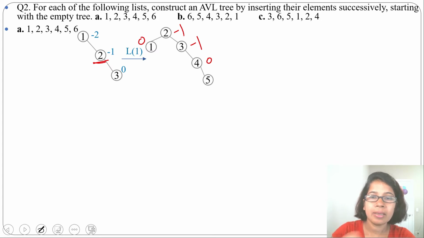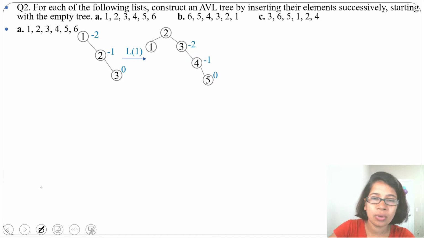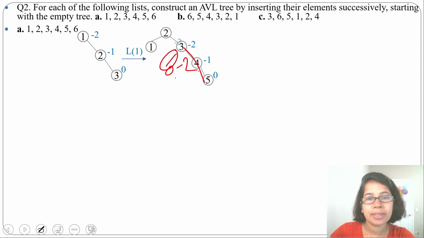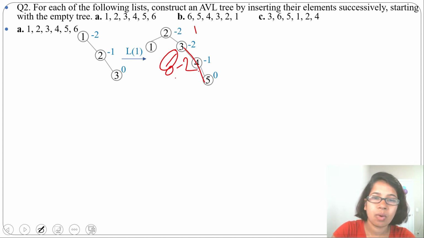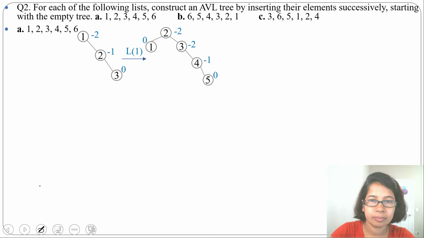Again we'll check the balance factor. Now balance factor of 5 is 0, balance factor of 4 is -1, balance factor of 3 is -2. Left subtree height is 0, so 0 minus 2. Next, balance factor of 2 is -2, left subtree height is 1, so 1 minus 3. And balance factor of 1 is 0, no child. We inserted as a right child, so we'll do left rotation.